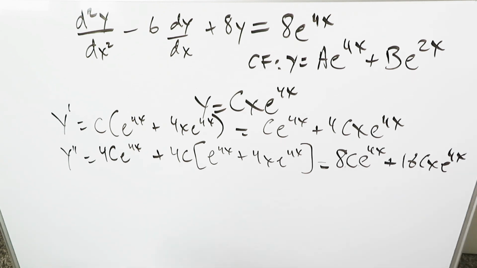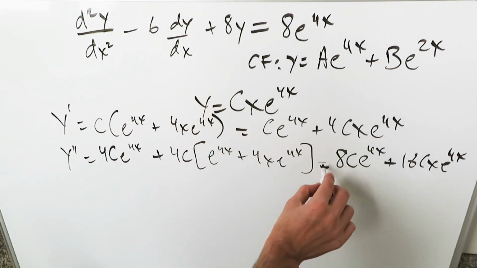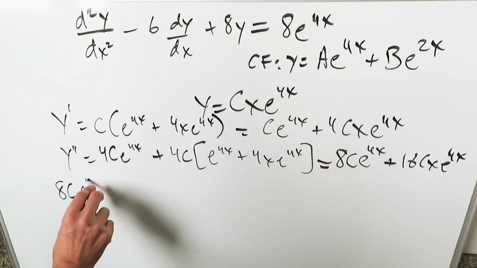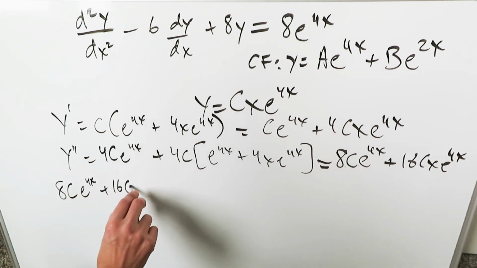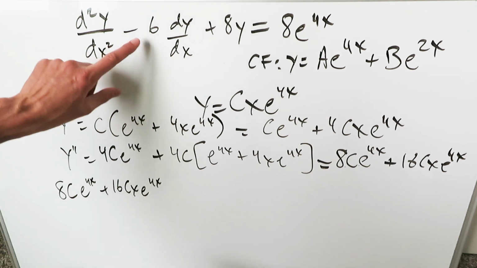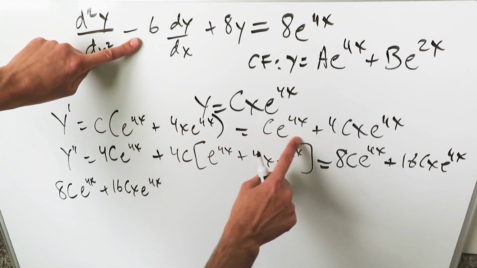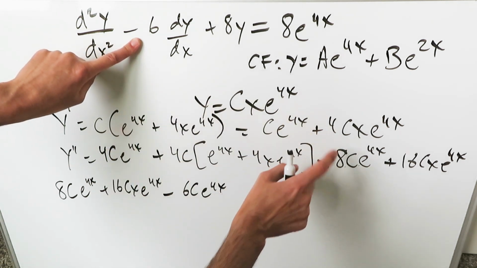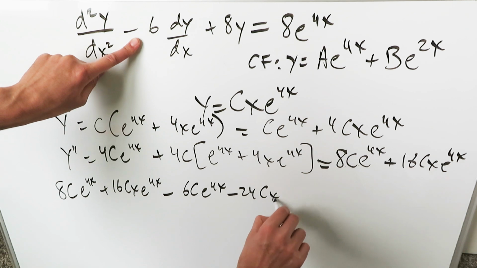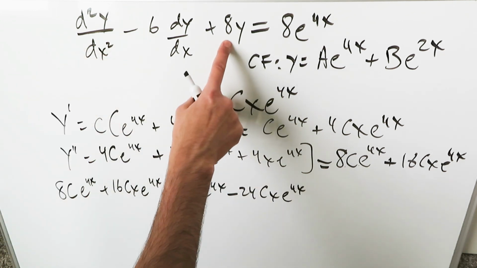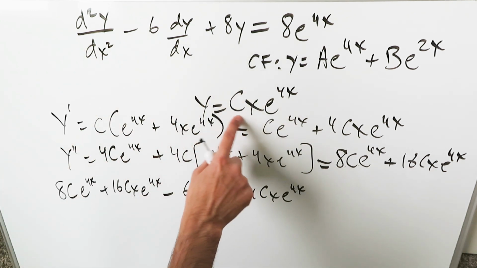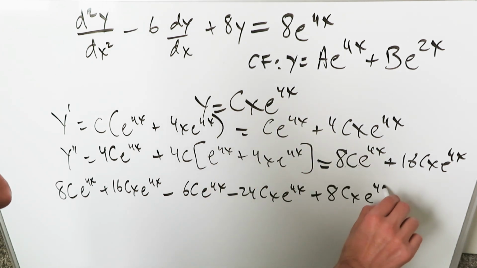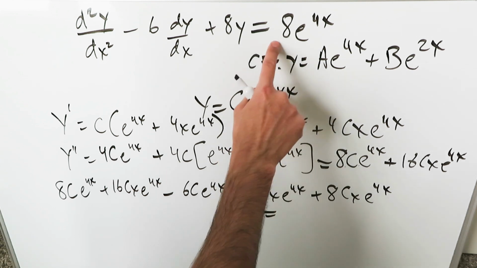Now we have to bring in these items in our original equation. What do I have? My second order derivative is this: 8c e to the power of 4x plus 16cx e to the power of 4x, minus 6 times your first order derivative, which is all of this. It'll be a minus 6c e to the power of 4x. Minus 6 times that 4 is a minus 24cx e to the power of 4x, plus 8 times your original function, which is right here, cx e to the power of 4x, plus 8cx e to the power of 4x, is going to equal what we have over here.